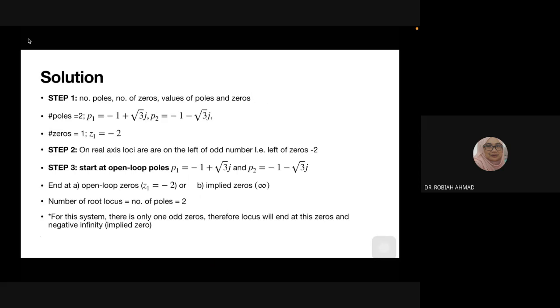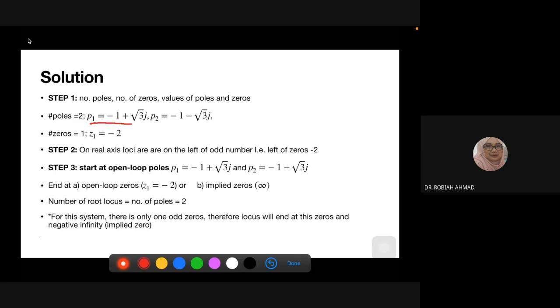Solutions. Okay, so we have 2 poles here. The P1 is -1 plus square root 3j, and then P2 we have -1 minus square root 3j. And then we have 1 zero, okay? So the zero is -2.